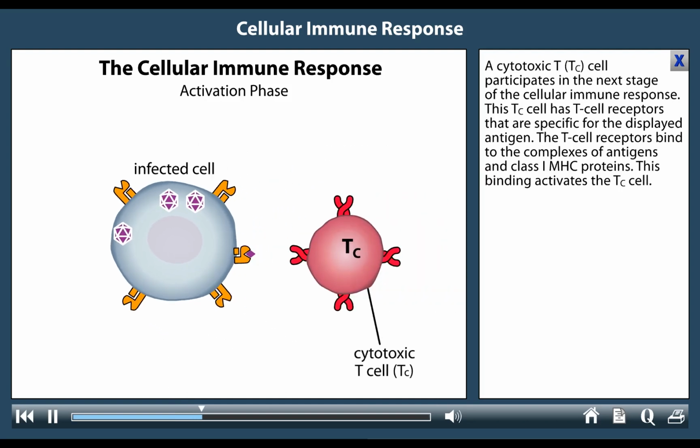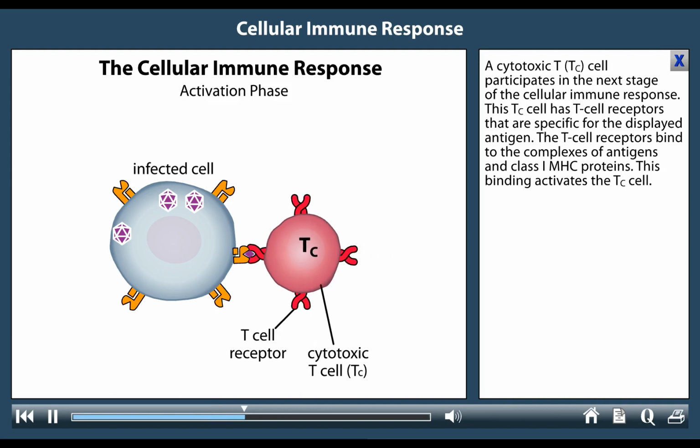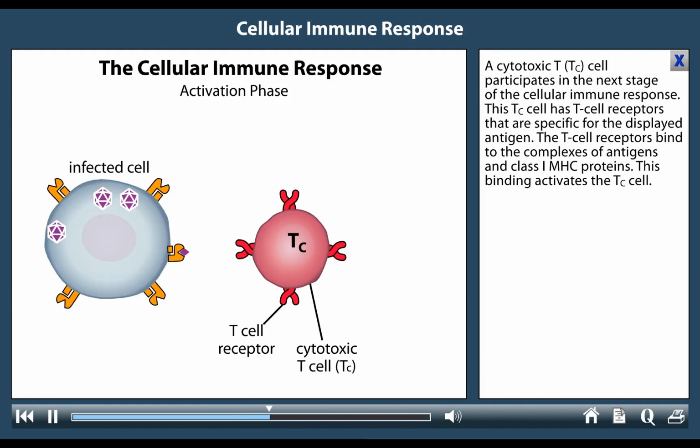A cytotoxic T cell participates in the next stage of the cellular immune response. This cytotoxic T cell has T cell receptors that are specific for the displayed antigen. The T cell receptors bind to the complexes of antigens and class I MHC proteins. This binding activates the cytotoxic T cell.